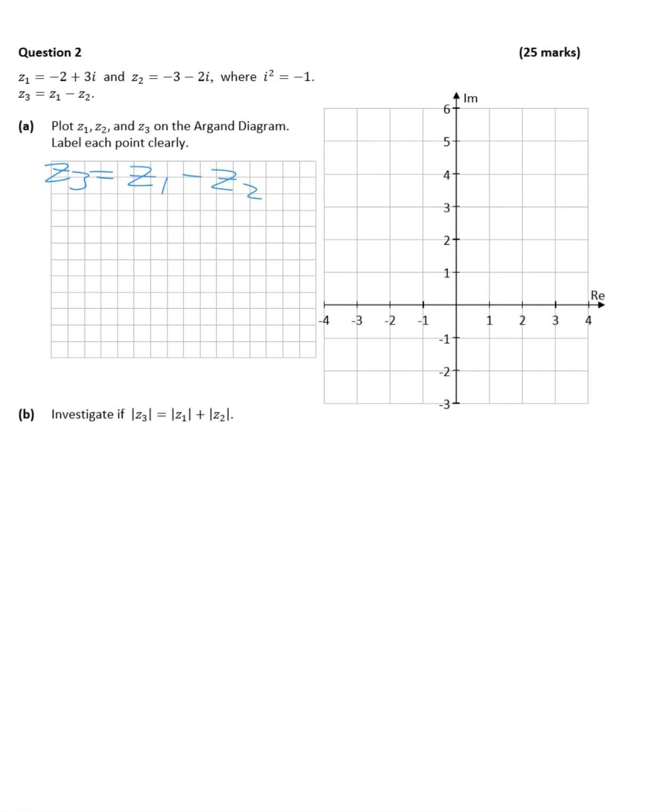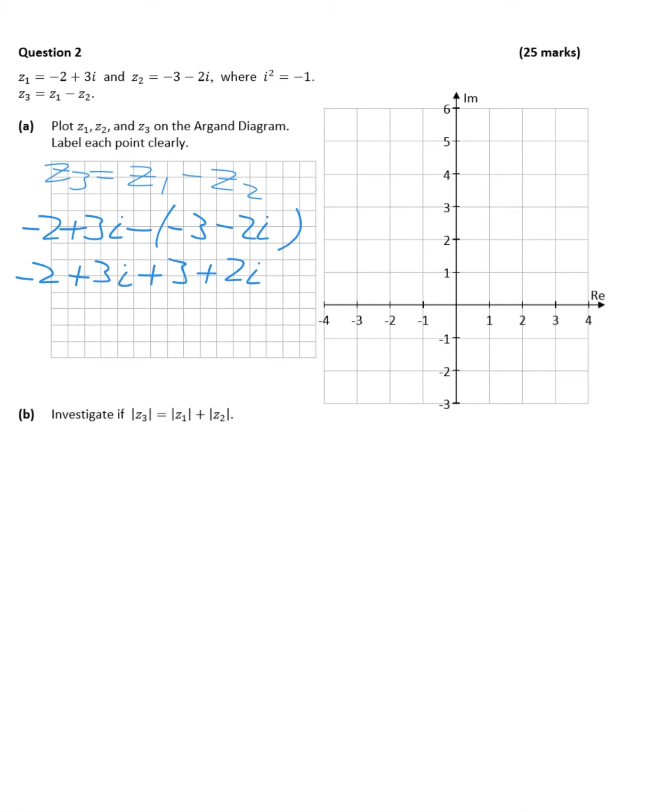So Z1 is minus 2 plus 3i. Z2 then, so minus for Z2, I'll put it in brackets. That'll be minus 3 minus 2i. So be careful with your brackets now. So we have a minus outside, so multiply that in. So minus by minus would be plus 3, then minus by minus would be plus 2i. Then we still have our minus 2 plus 3i.